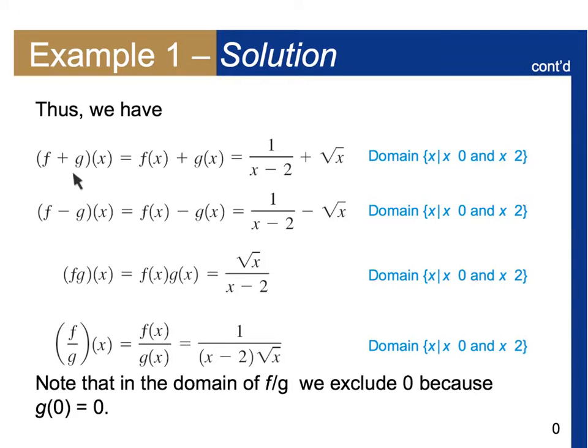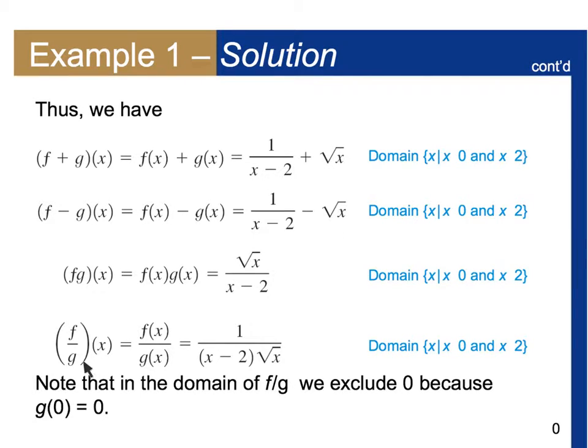Now let's look at f plus g of x. So that's just f of x plus g of x, which is 1 over x minus 2 plus square root of x. F minus g of x is f of x minus g of x, which is just 1 over x minus 2 minus square root of x. F times g of x, so you'll see fg next to each other, that just means f times g, which is just f of x times g of x, which is square root of x over x minus 2, so we're just multiplying the two functions.